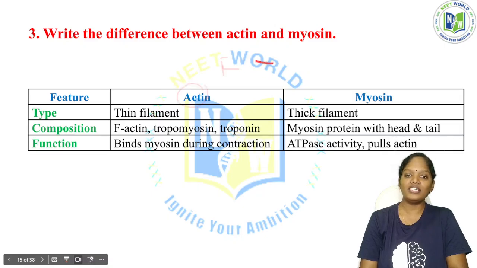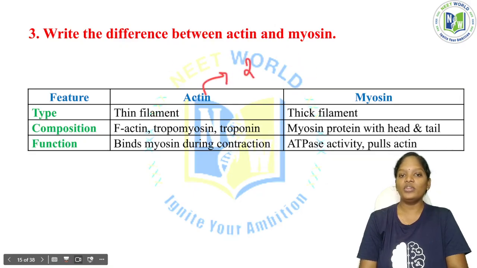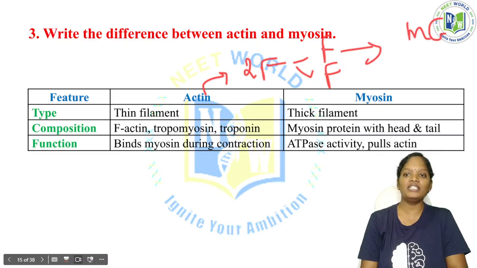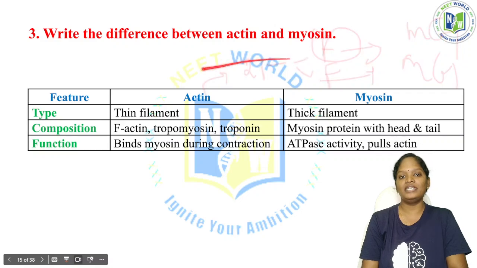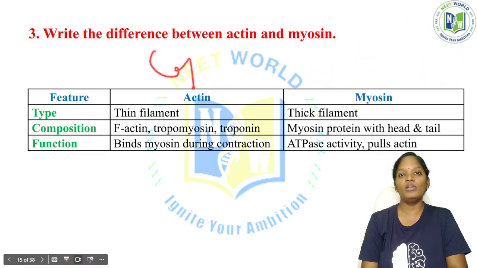Okay, again F actin is also a polymer, and this F actin is made up of many G actin. Okay, so actin is made up of two F actin, this one F and another one F. This is made up of many G actin, and this F is also made up of many G actin. F stands for filamentous actin and G stands for globular actin.